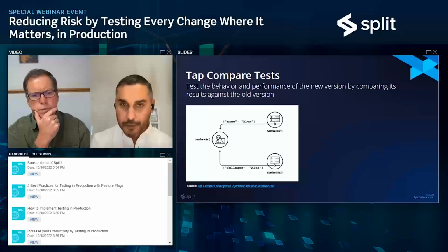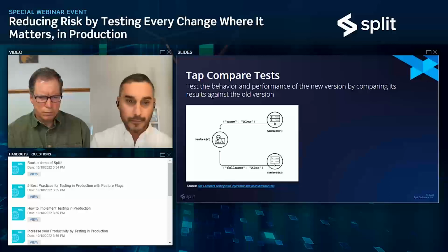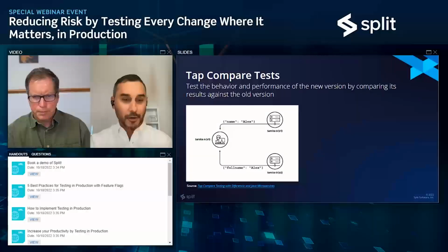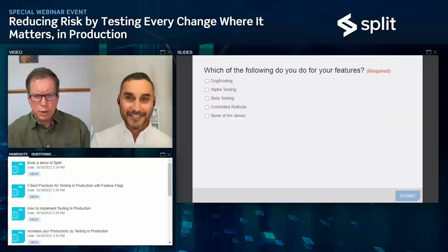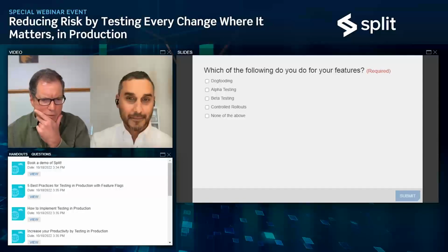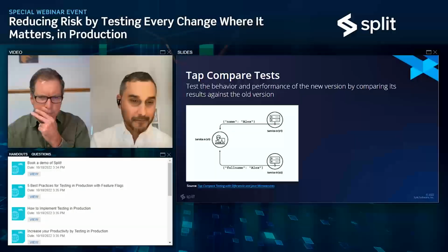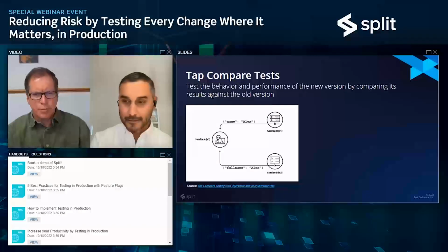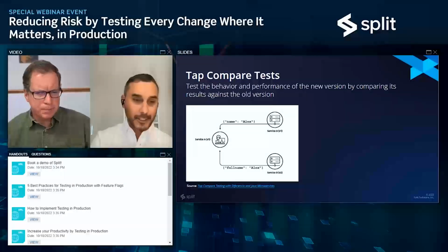Sorry, did it just jump to the poll? No, it didn't. Okay, I'm seeing the poll somehow. Sorry. Oh, okay. Yeah, no, it didn't. Sorry, let me go back there. Okay. Do you see the tap compare test slide?